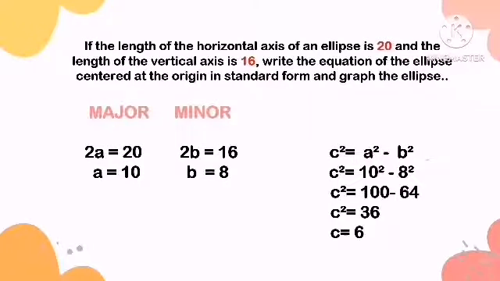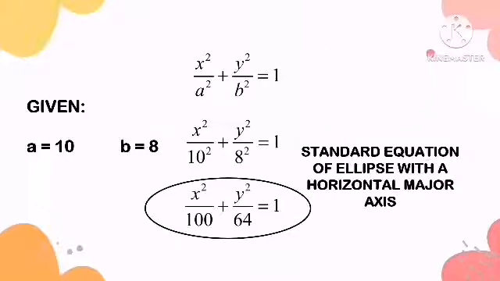So now, we already have the values of a, b, and c. Let's proceed to our standard equation with a horizontal major axis. Let's do the substitution. Substitute our a by 10 and our b by 8. 10 squared is equal to 100. 8 squared is equal to 64. So this is our standard equation of an ellipse with a horizontal major axis: x squared all over 100 plus y squared all over 64 is equal to 1.